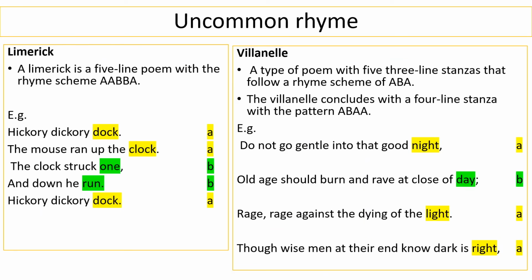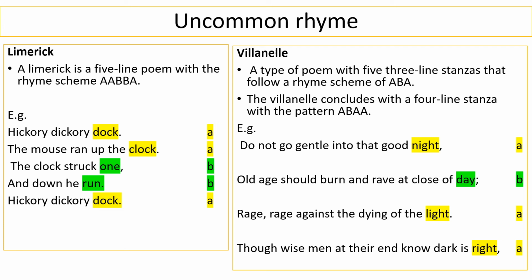Let's look at some uncommon rhyme types. The first one is a limerick. A limerick is a very important and well-structured poem that has 5 lines with the rhyme scheme A-A-B-B-A. I've used a classic nursery rhyme over here. Hickory dickory dock, the mouse ran up the clock. The clock struck 1 and down he run, hickory dickory dock. Once again, 5 lines, the rhyme scheme A-A-B-B-A.